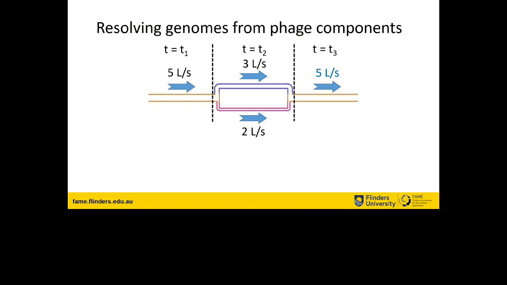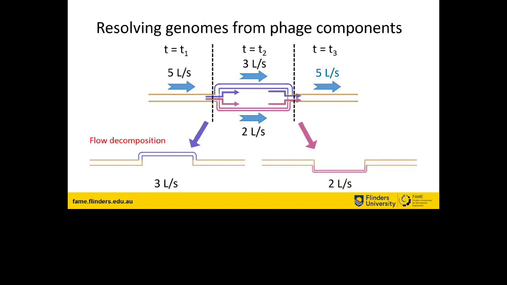So based on this idea, now I'm going to break this system of pipes into 2 parts that can carry 3 liters per second and 2 liters per second. This process is done computationally using a technique called flow decomposition.